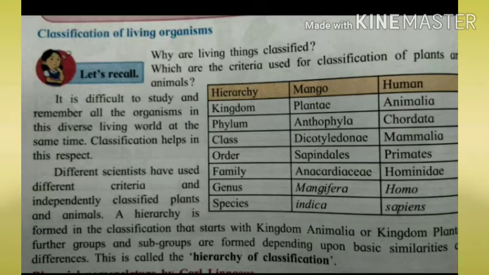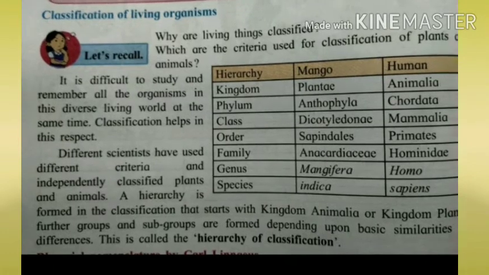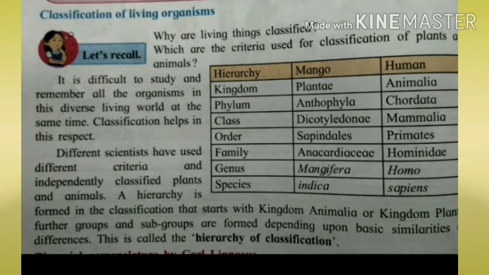In our world, there is great diversity in animals and plants. Due to that, scientists have to study the characteristics of all types of plants on earth and all types of animals on earth. So it is necessary that they are classified in a proper way.